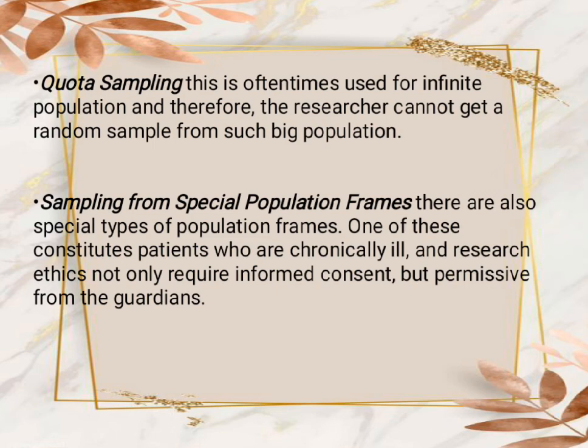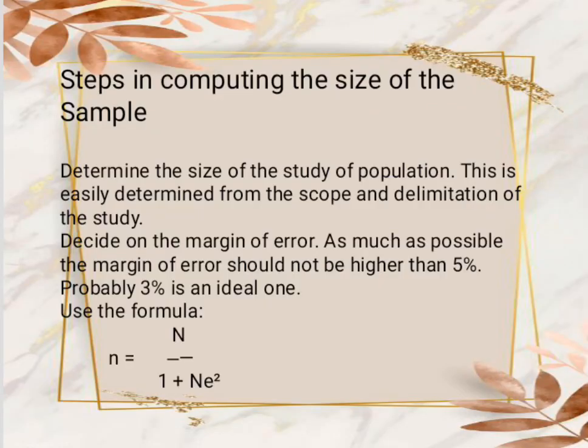Sampling from special population frames. There are also special types of population frames. One of these constitutes patients who are chronically ill, and research ethics not only require informed consent but permission from the guardians. For example, children who are mentally ill or mentally retarded should require special considerations from the researcher.